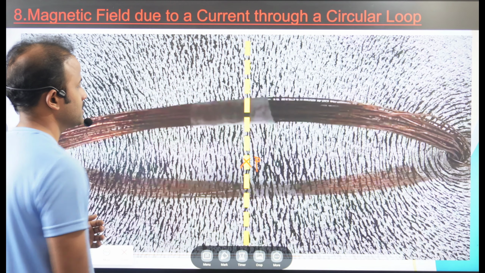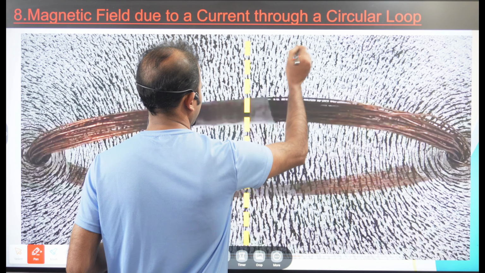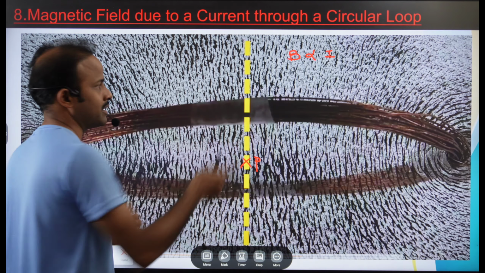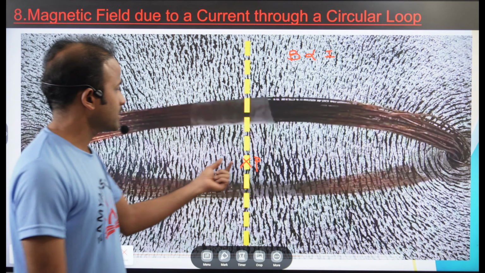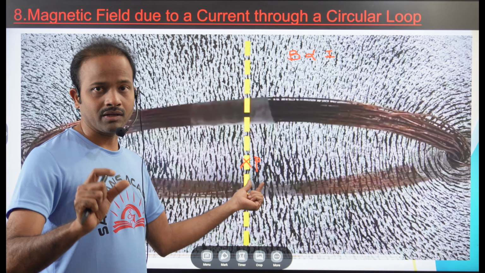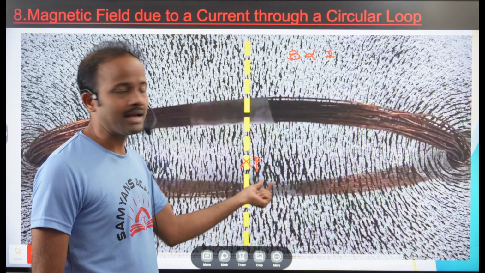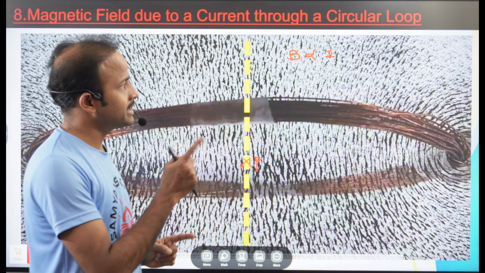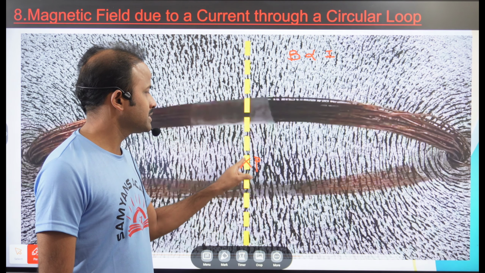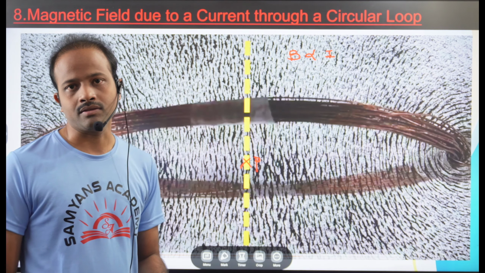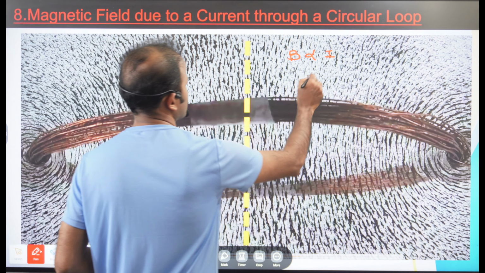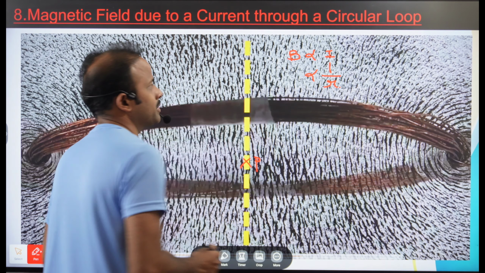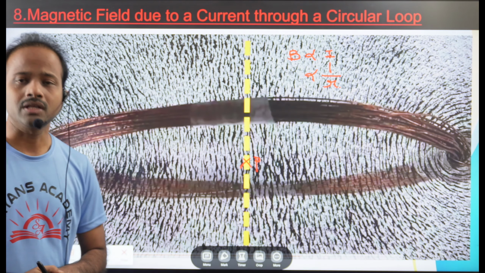The first thing is the magnitude of the magnetic field is directly proportional to the current flowing through this circular coil. The magnitude of the magnetic field, meaning the value of the magnetic field at the center of the coil, is directly proportional to the current flowing through the coil. When current increases, the magnetic field produced at this point P also increases, and also it is inversely proportional to the radius of the circular coil.